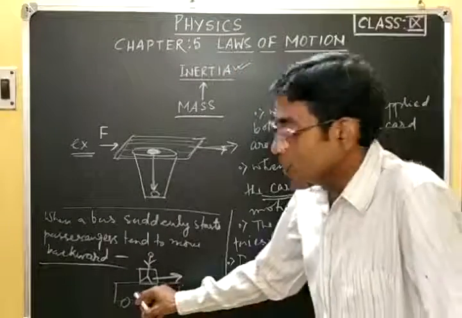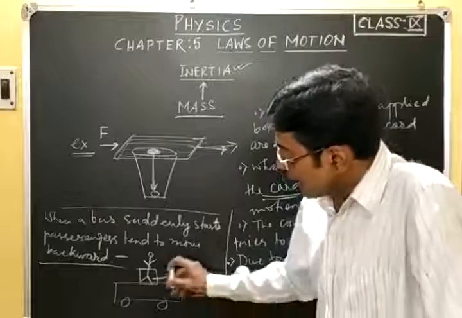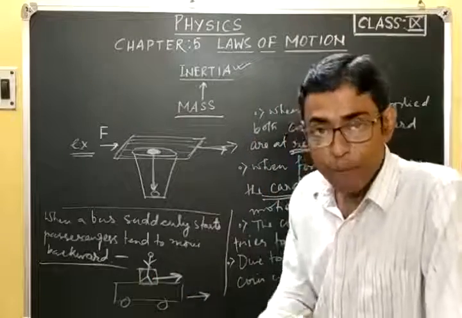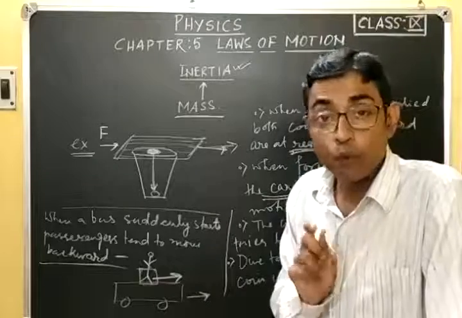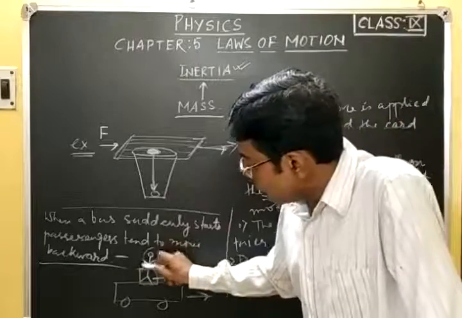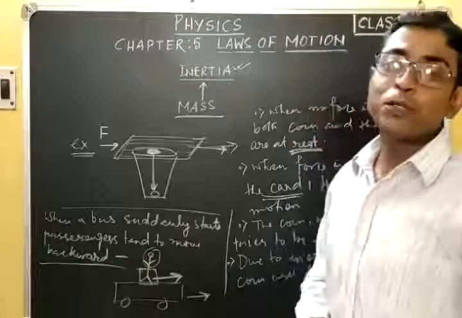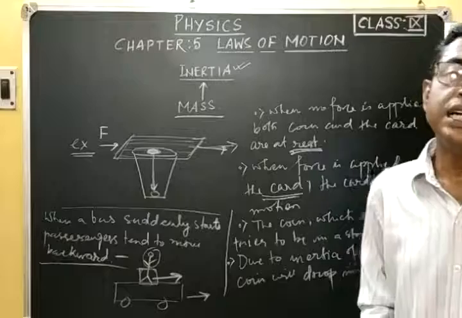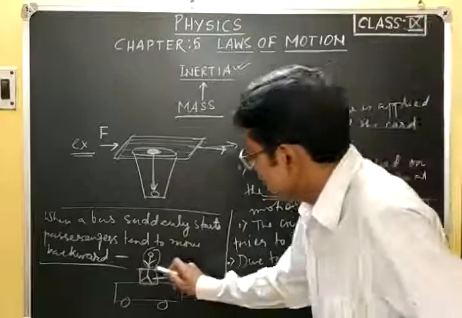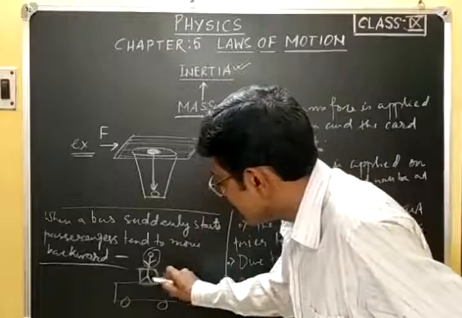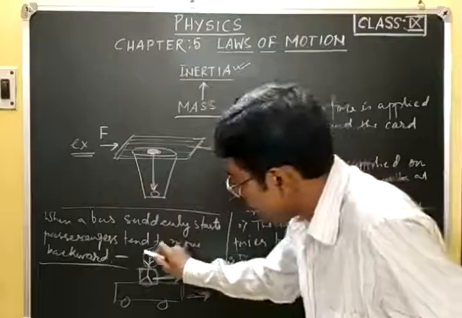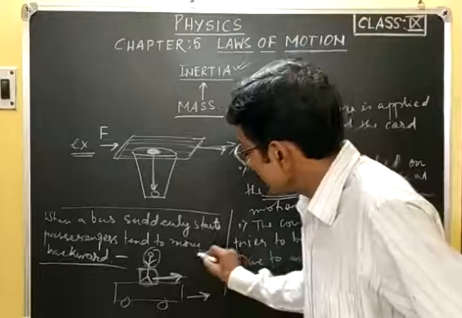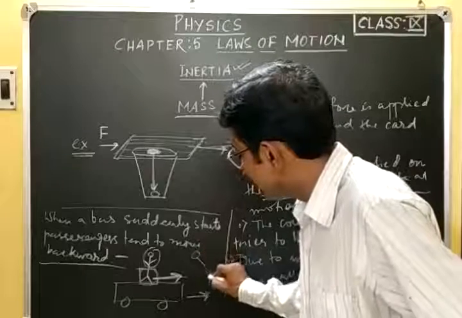When the bus or any vehicle starts moving, the lower part of the body of that passenger starts moving due to inertia of motion. But what about the upper part of the body? The upper part of the body was at rest and it tries to be in a state of rest. Now see, this portion of the passenger is in motion and this upper part tries to be in a state of rest. So definitely the passenger will be like this.